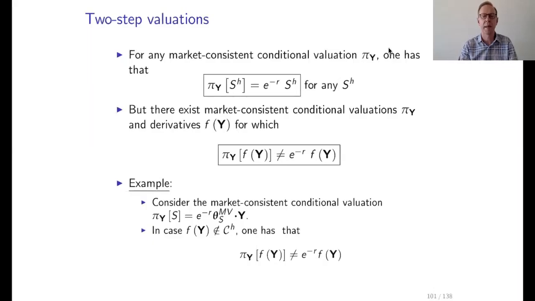Let us have a look at an example to illustrate that this formula will not always hold. We consider a market consistent conditional valuation pi y of s equal to e to the power minus r, the mean variance hedge of s, multiplied by y. In case fy is not a hedgeable claim, one has that pi y of fy cannot be equal to e to the power minus r fy. Why? Because on the left-hand side we have a hedgeable claim, and on the right-hand side the claim is not hedgeable. So it is impossible that this formula would be satisfied.